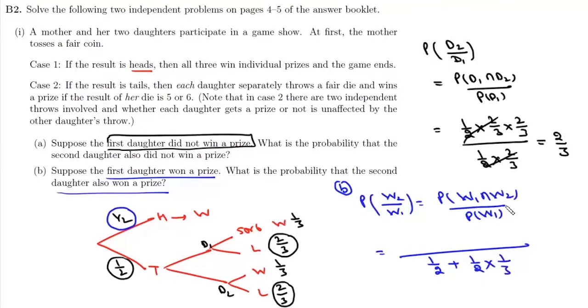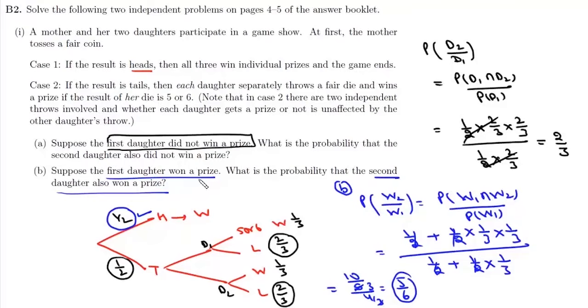And the case when both of them win, it could be this first case when it is 1 by 2, or the second case when they get tails, both of them won a prize, so it will be 1 by 3 into 1 by 3. Now this 1 by 2 will cancel, so we'll get this as 1 plus 1 by 9, and there will be 10 by 9 divided by, now this is 1 plus 1 by 3, and there will be 4 by 3. Now this is 3, it will be simply 5 by 6. So the probability that second daughter also won a prize, provided first daughter wins it, is 5 by 6.